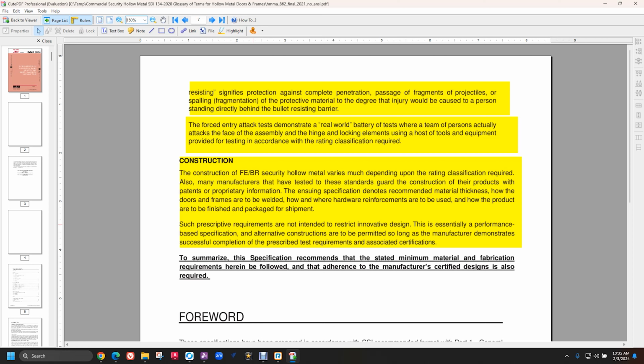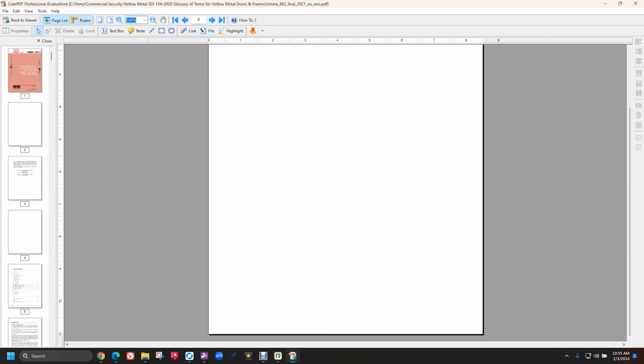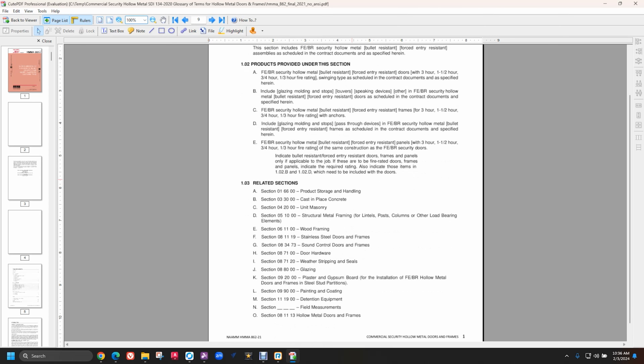Such prescriptive requirements are not intended to restrict innovative design. This is essentially a performance-based specification, and alternative constructions are to be permitted so long as the manufacturer demonstrates successful completion of the prescribed test requirements and associated certifications. Let's scroll through here and see what else I've highlighted.